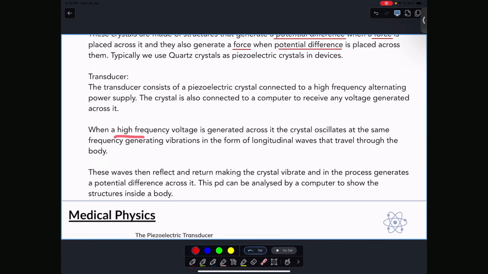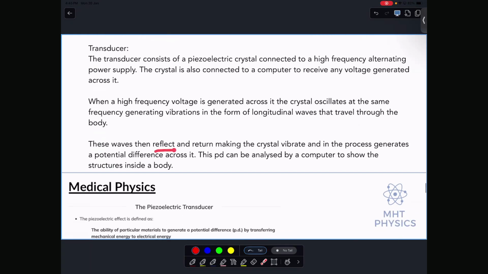When a high frequency voltage is generated across a crystal, it oscillates at the same frequency, generating vibrations in the form of longitudinal waves that travel through the body. মানে আমার যে crystal across আমি একটা AC supply দিলাম with 1000 hertz. The crystal will go back and forth how many times every second? 1000 times every second. It'll produce a sound or vibrations of what frequency as well? 1000. So তোমার voltage frequency is the sound frequency. Using voltage to create sound, right?